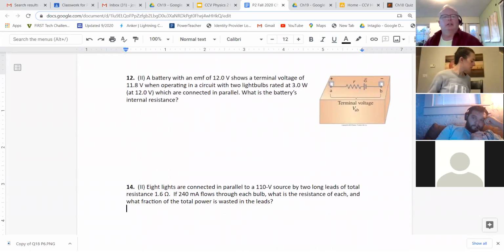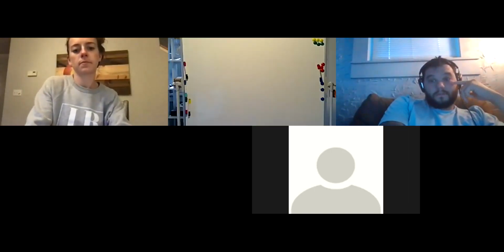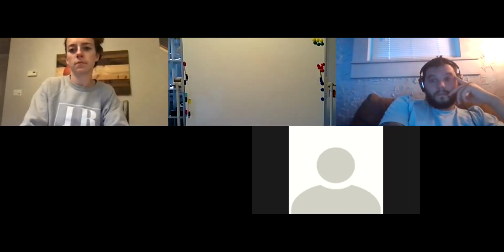That looks good. Okay, so we have a battery with an EMF of 12. It shows a terminal voltage of 11.8 when operating 2 light bulbs that are rated at 3 watts each. What's the battery's internal resistance? Okay, well, I'm going to change camera views here. So stop share and take a look at the whiteboard behind me. Here we go.